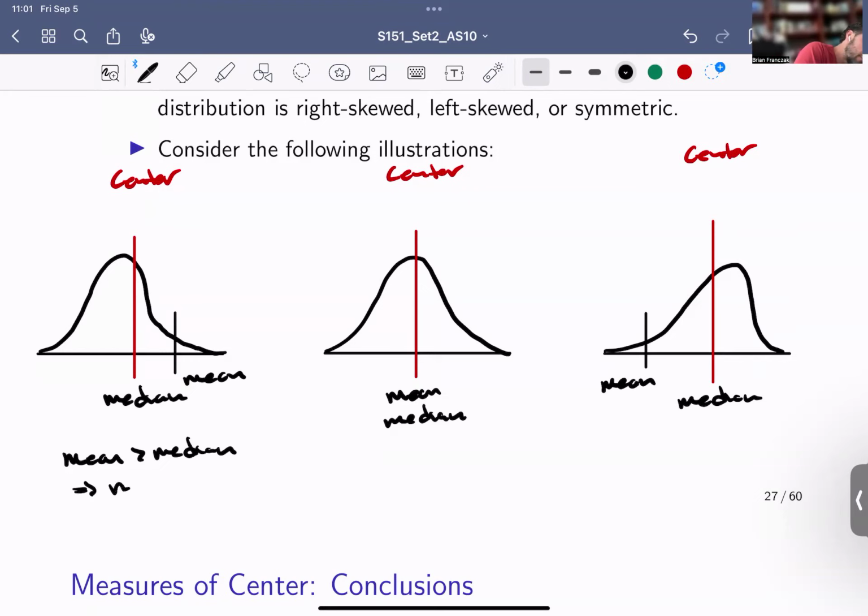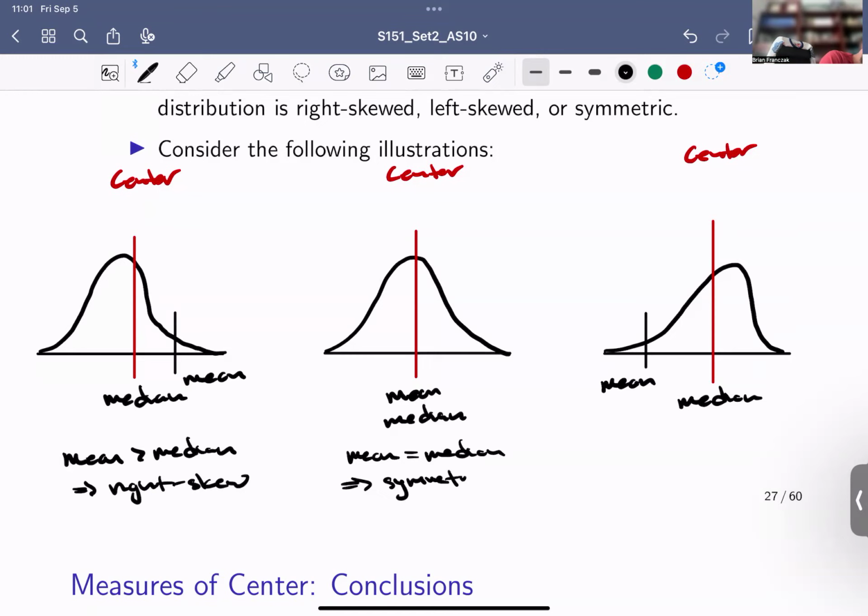So in general, if we have means and medians, if the mean is greater than the median, this could mean right skew. If the mean is equal to the median, this could mean symmetry. And if the mean is less than the median, this could mean left skew. Okay. So these values, their relationship to one another, give us useful information.